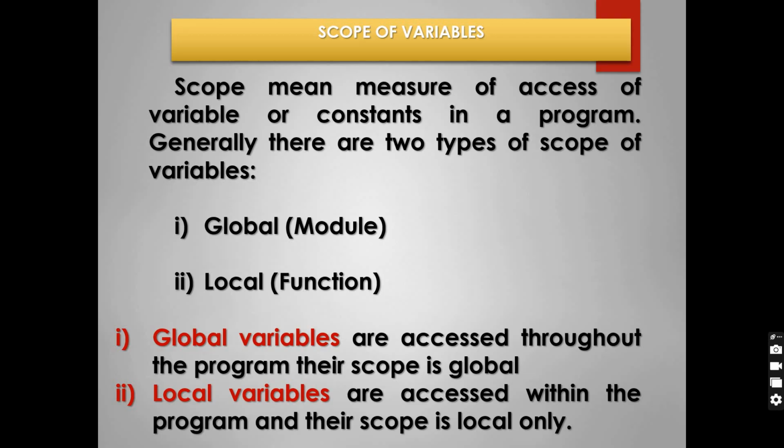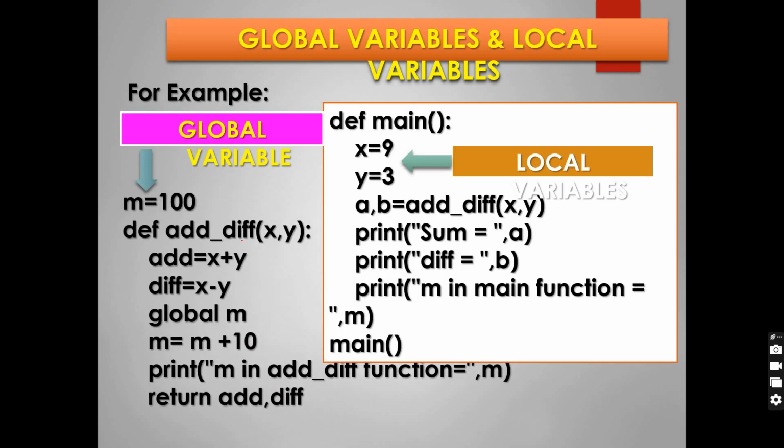What are the different types of scope of variables? We have global scope, which can be accessed throughout the program, and local scope, which is restricted to some block. We can access local variables only within the block. Here m is a global variable, which means it can be accessed inside the local block also. We can access the global inside the local. But the local variables are restricted to only this particular block. These are called global variables, and these are called local variables.